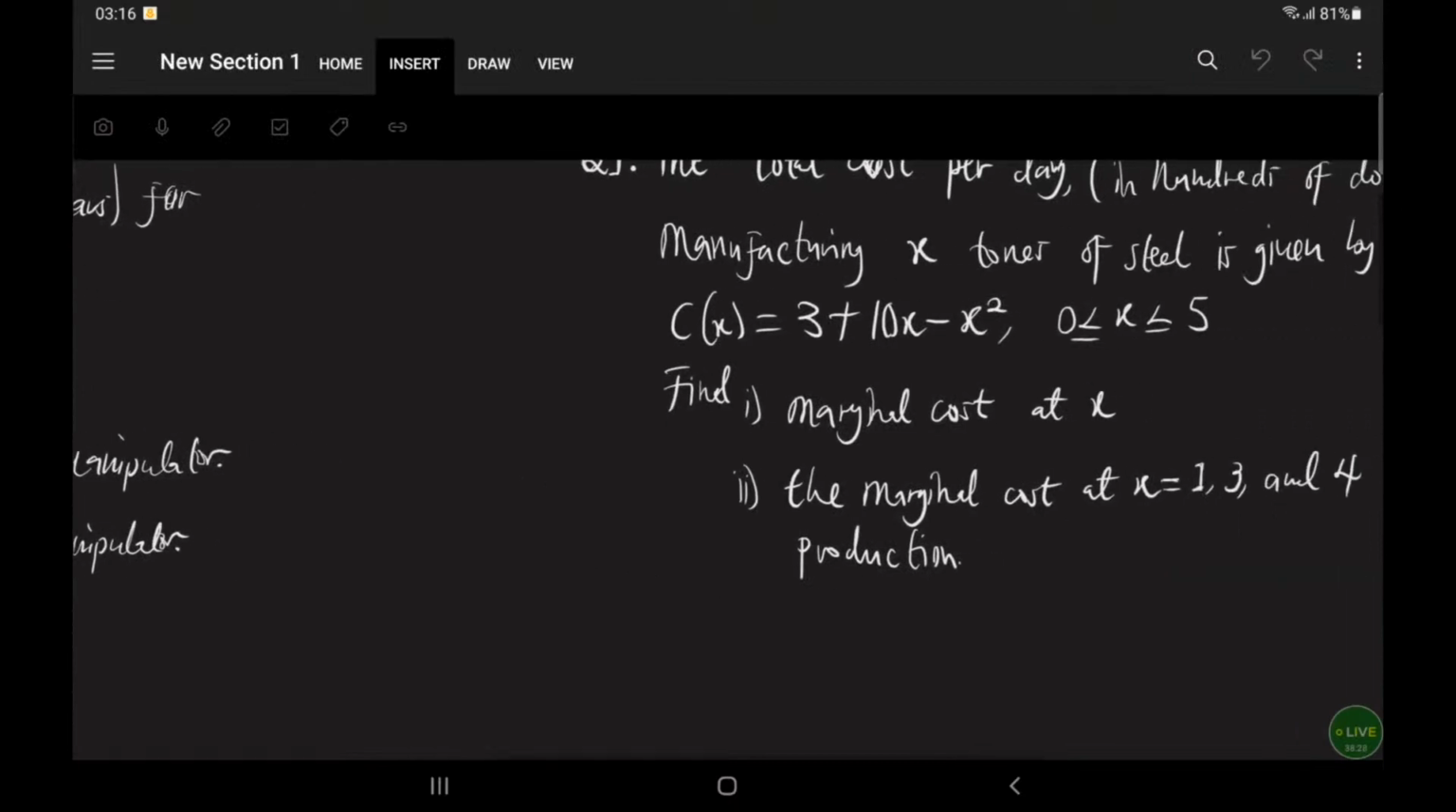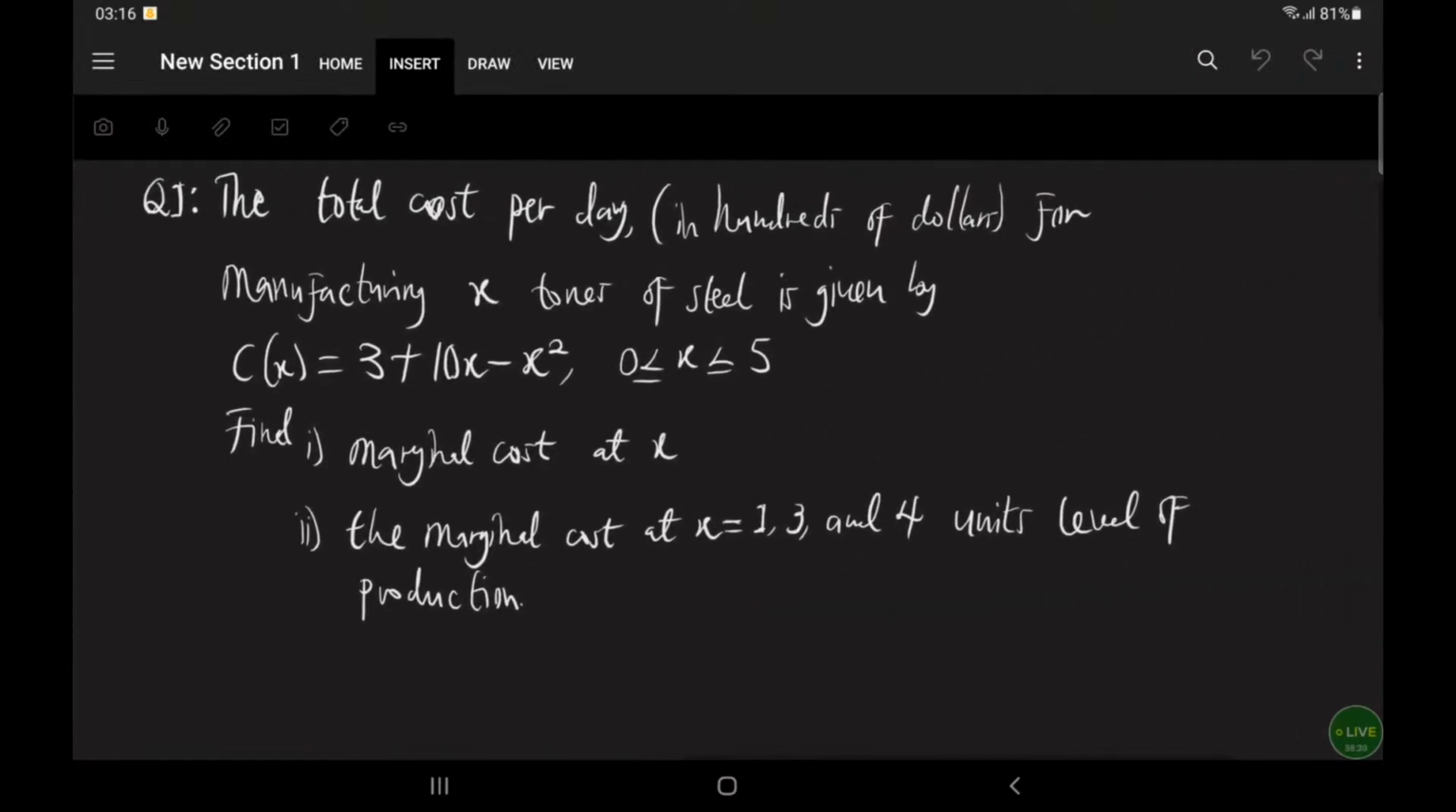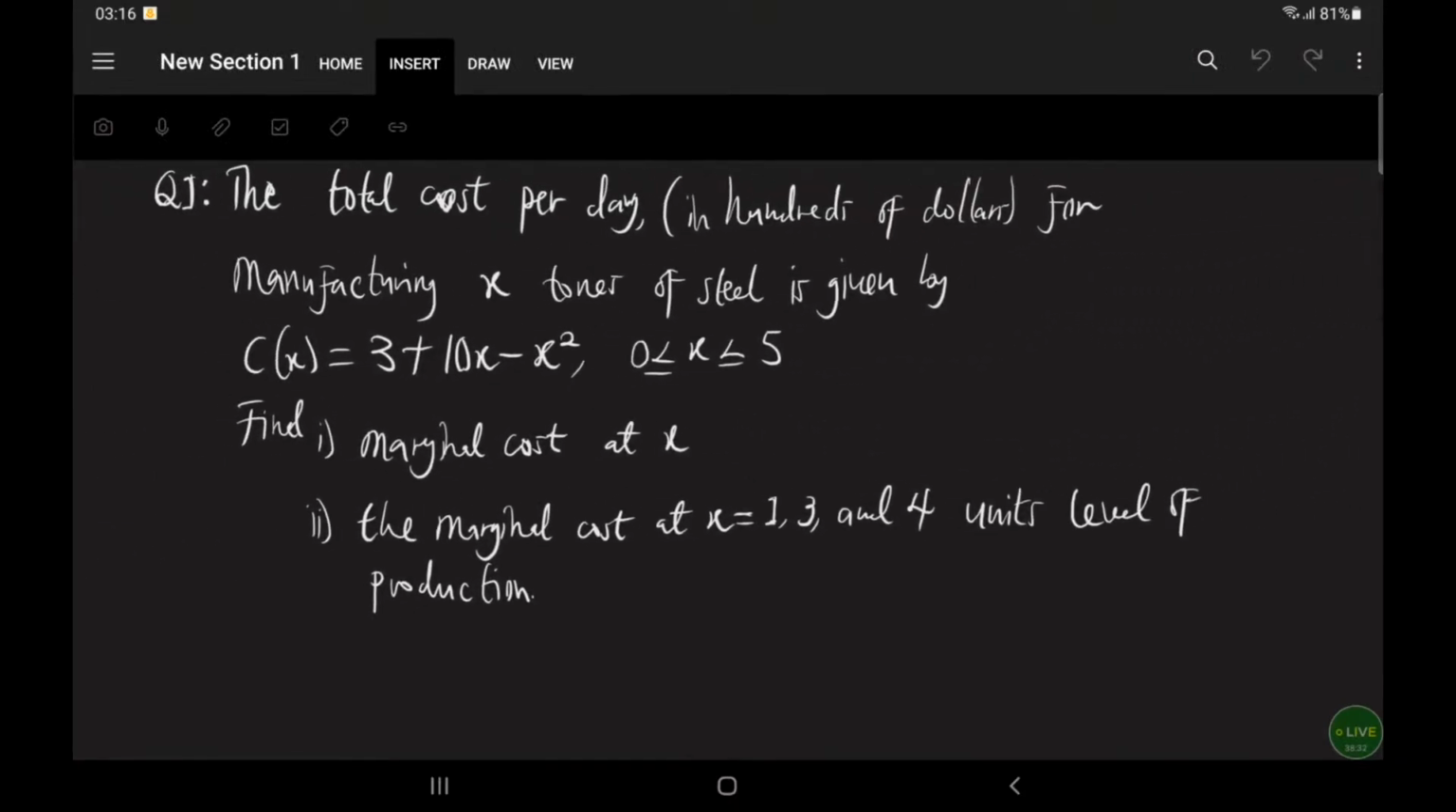So let's take the first one. This is our first example. The total cost per day, in hundreds of dollars, for manufacturing x tons of steel is given by, so you are given the cost function. That's the total. So that's the cost function, which is 3 plus 10x minus x squared. And these are production levels. We can produce in this range, 0 to 5.